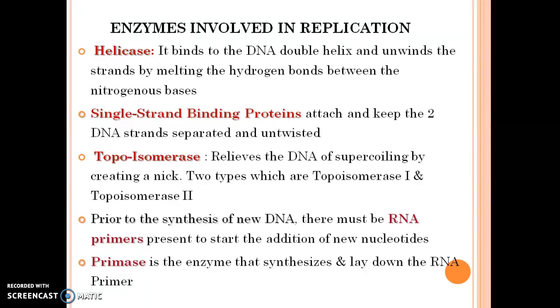Now, sometimes during the process of replication, when helicase unwinds the double helix structure, there is a creation of what we call supercoiling. This supercoiling is not a good situation because it causes topological stress. So the topoisomerase enzyme relieves the DNA of supercoiling, thus preventing topological stress. It does this by creating a nick. When we say a nick, synonyms we use are cut or a gap.